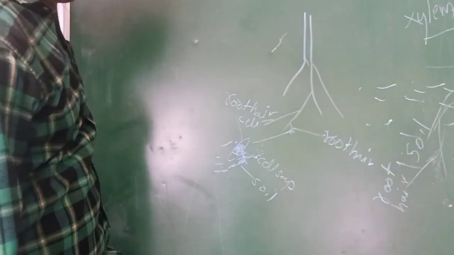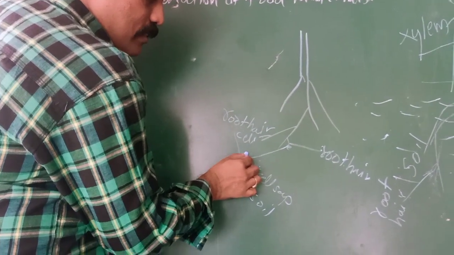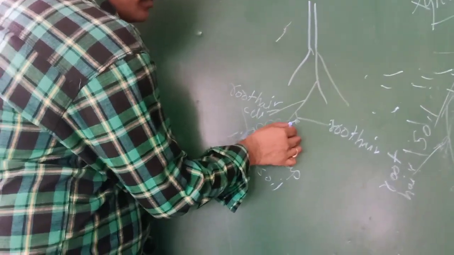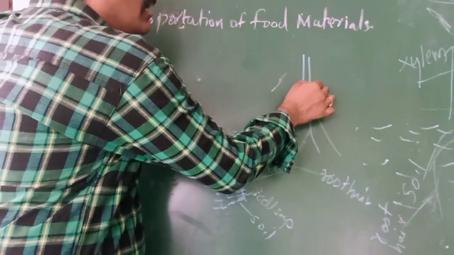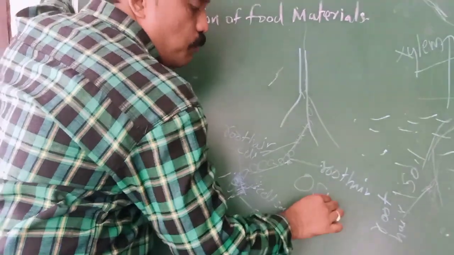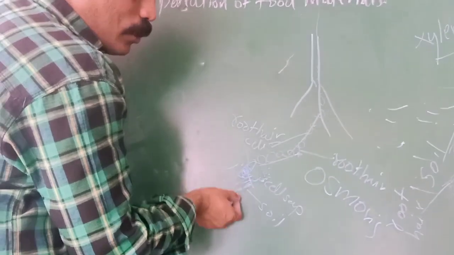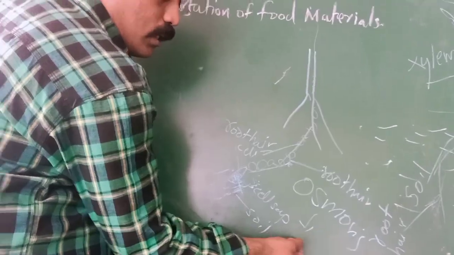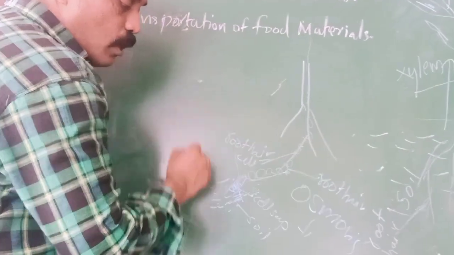By the process of osmosis, water enters from one cell to another cell, and on to the xylem vessels and xylem tracheids, and it is transported throughout the plant body. By the process of what? Osmosis. What is osmosis? Osmosis means the movement of water molecules from lower concentration to higher concentration.